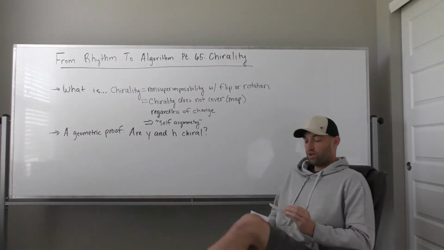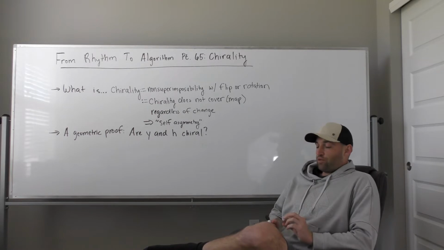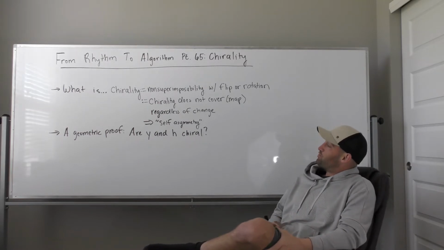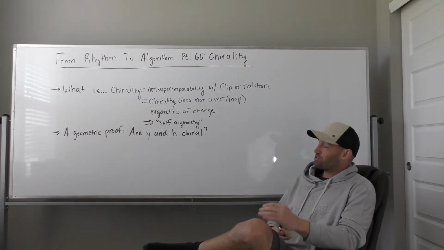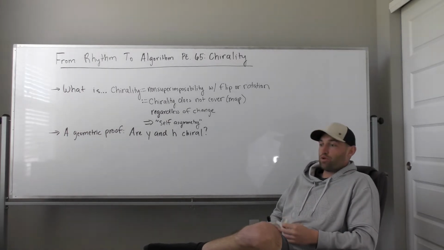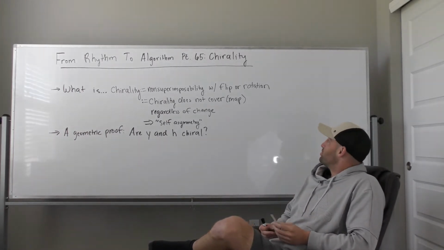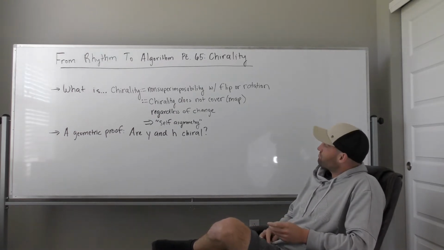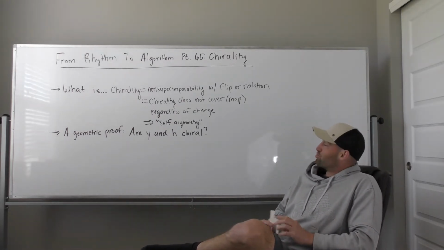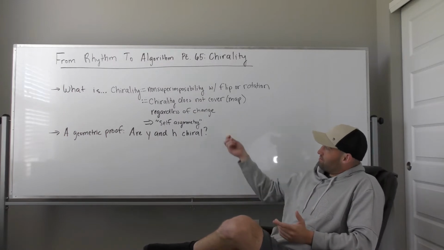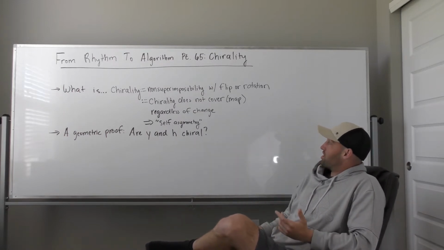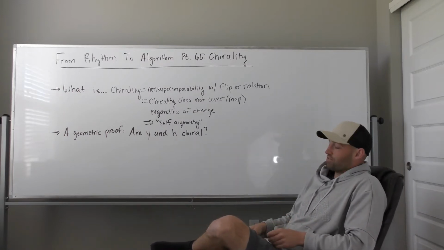So first, what is chirality? If we was up in the clubs and you spontaneously asked me what's my functional definition right now of chirality, just meaning what word would I blurt out after that? I would say non-superimposability with a flip or rotation. Another definition: chirality does not cover, map, regardless of change.